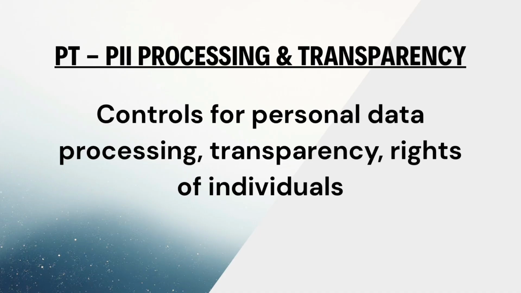PT, personally identifiable information processing and transparency. This ensures privacy protection for personal data. Personally identifiable information is simply known as PII. So this control family protects PII. Usually we have so many controls about PCI, PHI, but this includes PII. I'm not saying that there weren't controls protecting PII, but this is focusing heavily on PII.